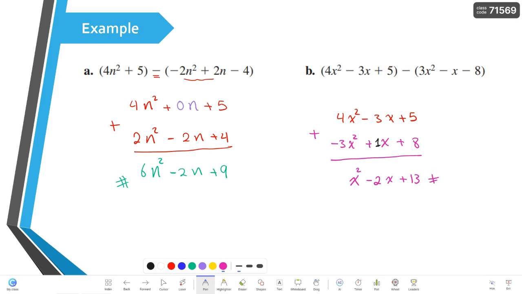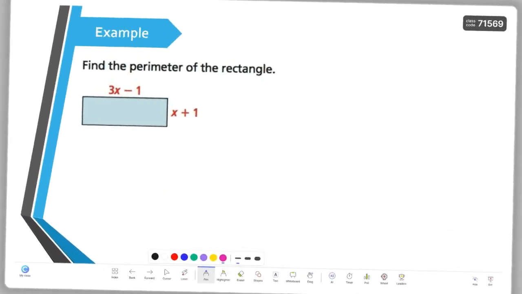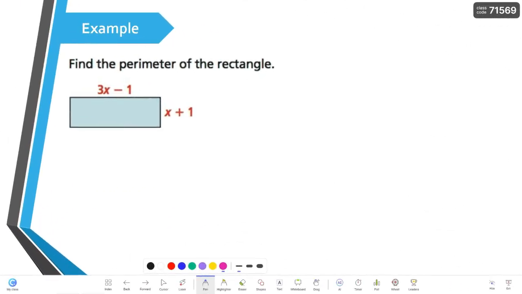And you are done. And you can simply notice that the difference between any two polynomials is a polynomial as well, which means that the set of polynomials is closed under the subtraction operation. One of the applications of adding and subtracting polynomials is using them to express the area or the perimeter of any specific polygon. So for example, in this figure here, we are asked to find the perimeter of the rectangle.